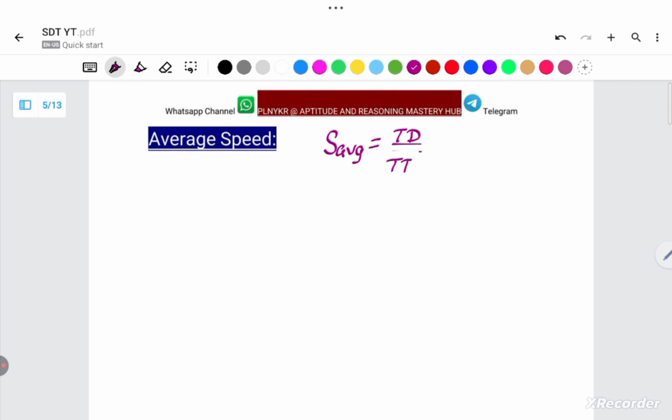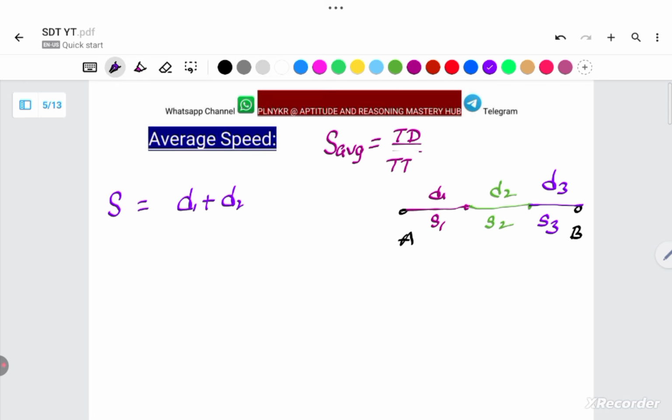For example, if you are traveling some distance from A to B, with distance d1 at speed s1, the next distance d2 with speed s2, and the remaining distance d3 with speed s3, then the average speed will be total distance. Total distance here means d1 plus d2 plus d3.